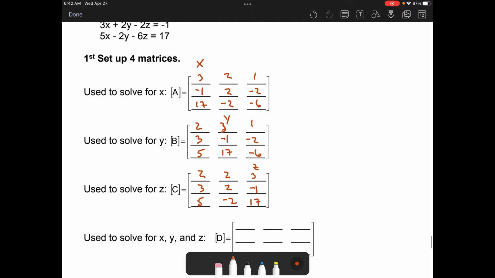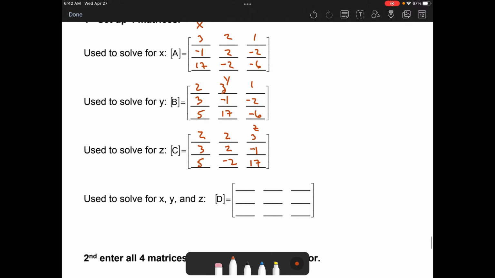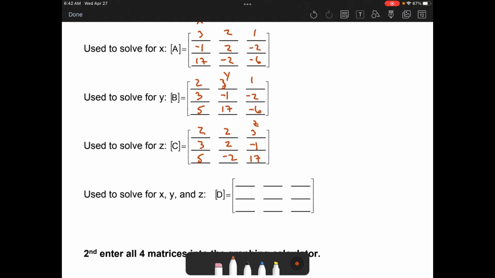Then my final matrix, matrix D, is the x, y, and z coefficients. So x coefficients 2, 3, 5. Y coefficients 2, 2, -2. And finally my z coefficients 1, -2, and -6.